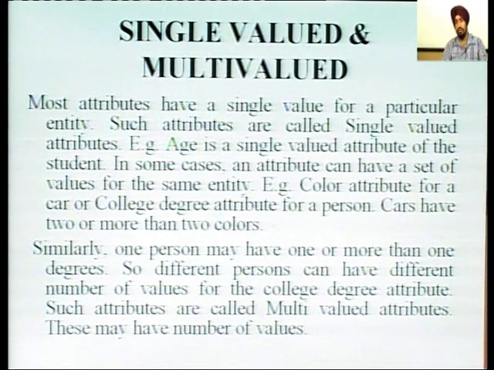So there is a number of degrees, a multi-valued attribute. Maybe a person has only one degree, another person has 2 degrees, and a third person has more than 2 degrees. Then the number of degrees is a multi-valued attribute.